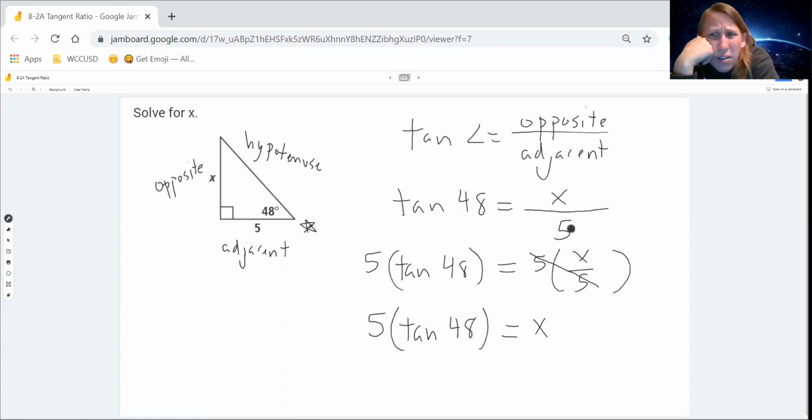Do you think the tangent of 48 is more than 1 or less than 1? And do we think our answer is longer than 5 or shorter than 5?